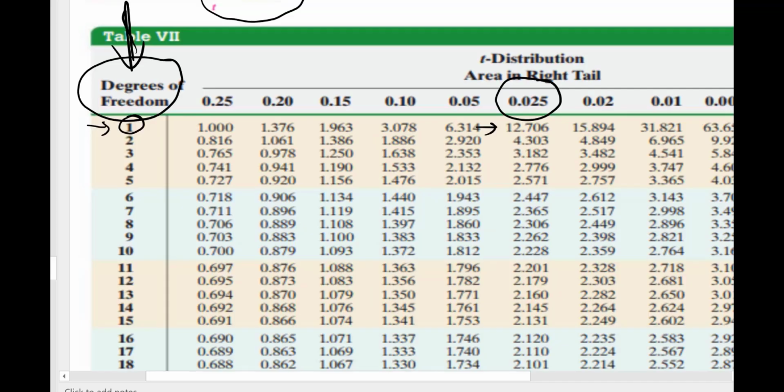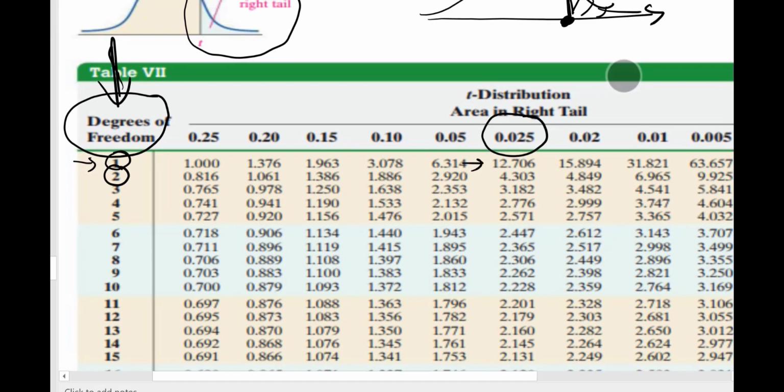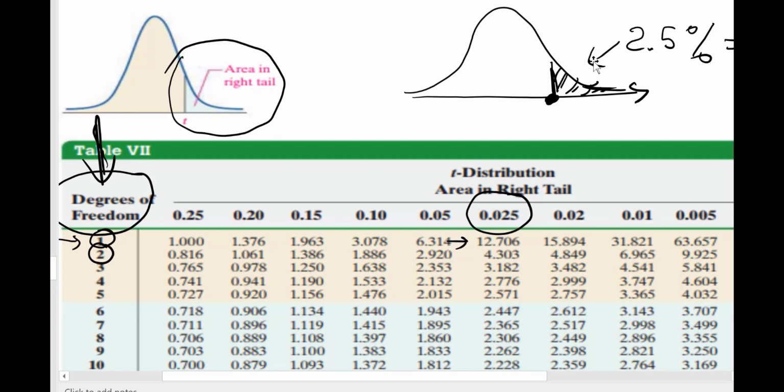When my sample size is 3, the degrees of freedom is 2. Then the corresponding t-value for this tail of 2.5% is 4.3.